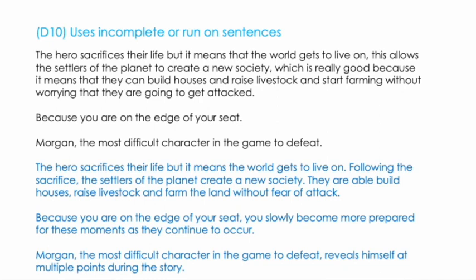Our final improved example reads, "Morgan, the most difficult character in the game to defeat, reveals himself at multiple points during the story." Similar to above, we can see that the original version was not complete. We needed to explain what action Morgan was actually performing in order to complete the sentence. So by adding that information on now, we've got a complete sentence that makes clear sense.